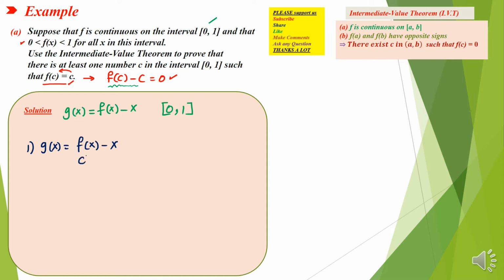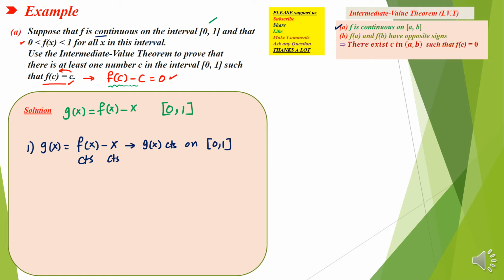From the question, f of x is continuous on the interval from 0 to 1, and x is a polynomial, which means it will be continuous on any interval. So we have f of x minus x, which is the difference between two continuous functions, and that means that g of x is continuous on the given interval from 0 to 1. So the first condition is satisfied.